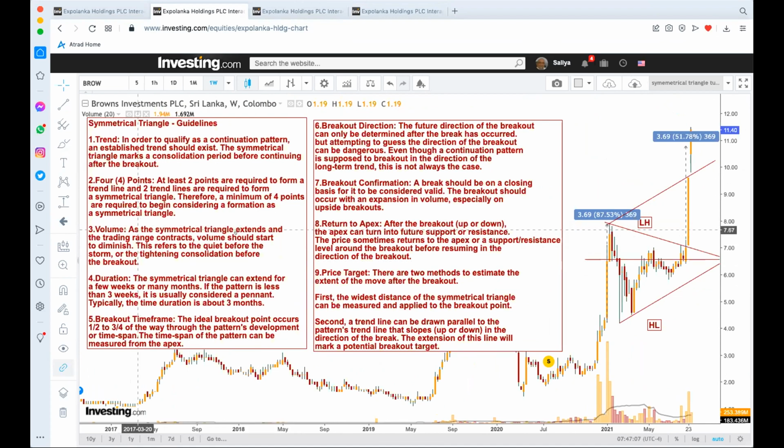As the symmetrical triangle extends and the trading range contracts, volume should start to diminish. This refers to the quad before the... not there, where was this? Breakout, okay, here. A break should be on a closing basis for it to be considered valid. The breakout should occur with an expansion in volume, especially on upside breakouts.